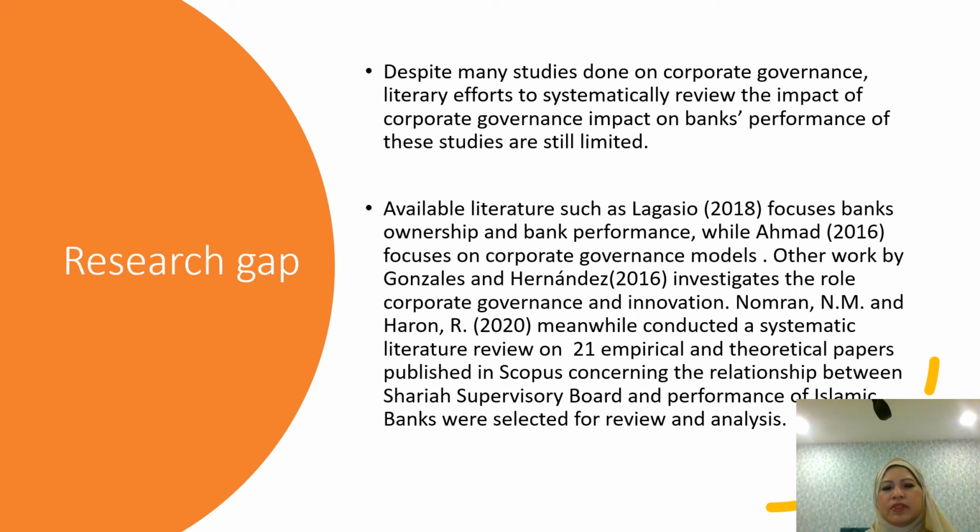Okay, so we have some literature reviews. Lagasio 2018 focuses on bank ownership and bank performance. Ahmad 2016 focuses on corporate governance models. Other work by Gonzalez and Hernandez 2016 investigates the role of corporate governance and innovation. Nomran and Harun 2020 meanwhile conducted a systematic literature review on 21 empirical and theoretical papers, but this is only focusing on the Sharia Supervisory Board and the performance of Islamic banks. So this is within the context of Islamic banks, the role of the SSB, Sharia Supervisory Board.